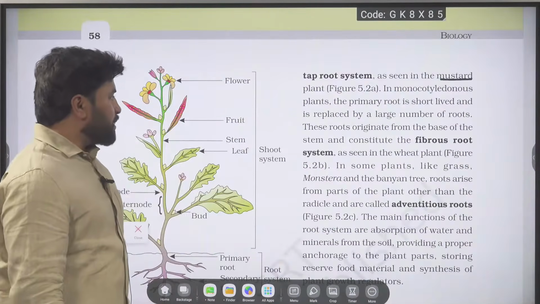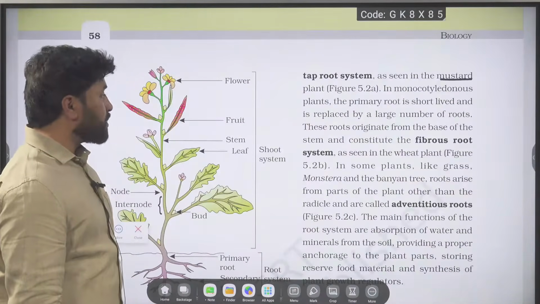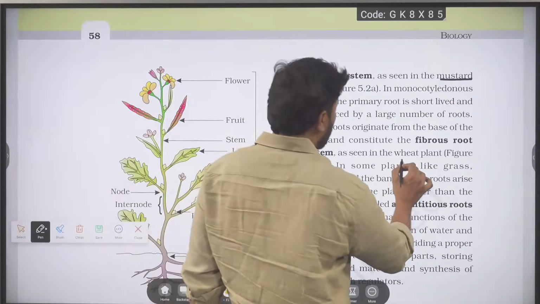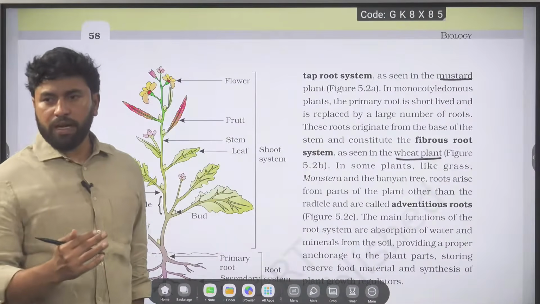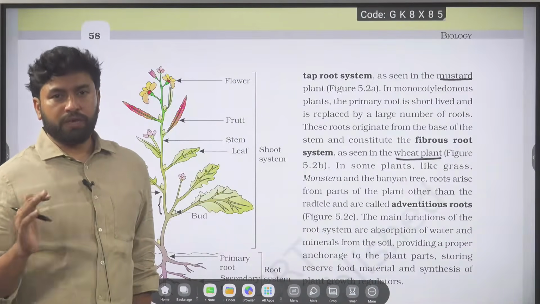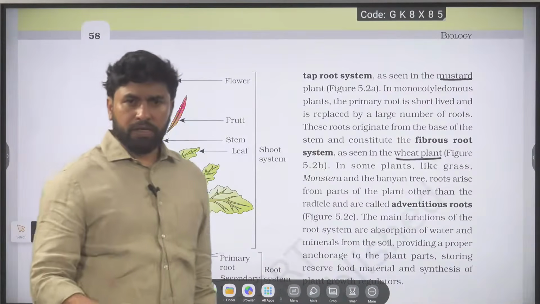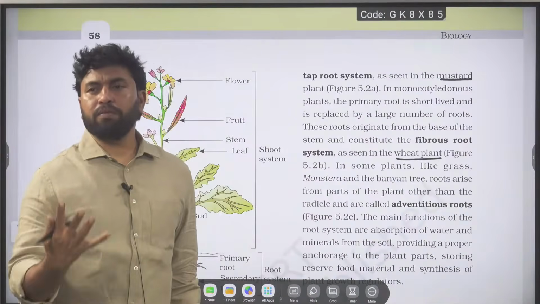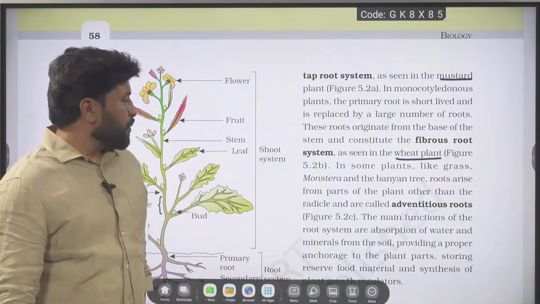And it is replaced by a large number of roots originating from the base of the stem, which constitute fibrous roots, as in the case of the wheat plant. So many varieties of monocotyledonous plants have this fibrous root variety. They mention wheat, rice, sorghum, maize. These monocotyledonous plants have what is called the fibrous root system.